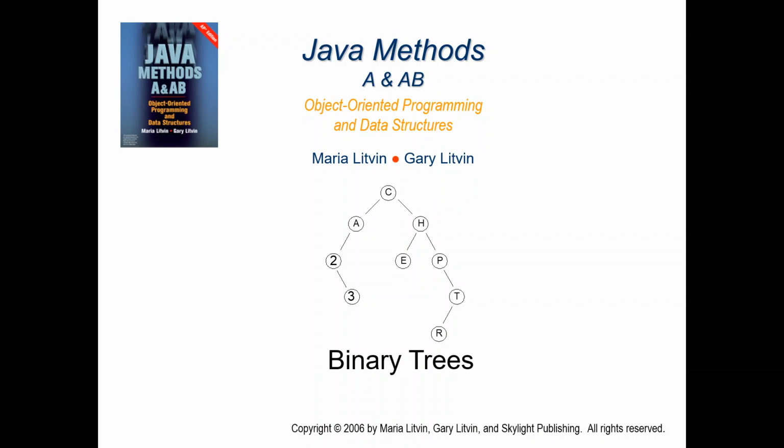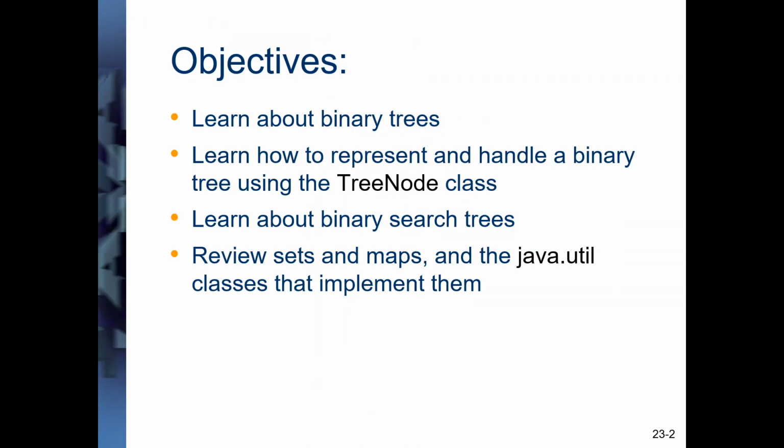So let's go through and talk first about binary trees. Our objectives are to learn about binary trees. We're going to learn how to represent and handle a binary tree using the tree node class. So we'll find that the binary tree and the binary search tree is similar to a singly linked list. The singly linked list used a list node, and here we're going to use a tree node. And we'll see a tree node is a lot like a list node. It's just a little bit more complicated. And then once we learn about binary trees, we're going to learn about binary search trees. So a little more specific. We will not talk about sets and maps yet.